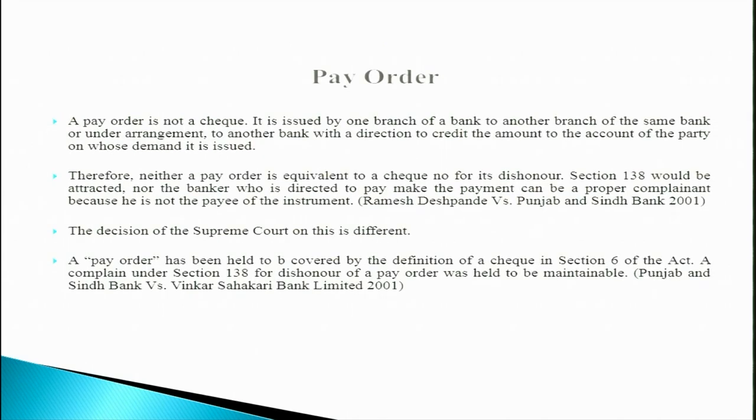Pay order. A pay order is not a check. It is issued by one branch of a bank to another branch of the same bank, or under arrangement to another bank, with a direction to credit the amount to the account of the party on whose demand it is issued. So a pay order is between banks, either the same bank or another bank. Therefore, a pay order is not equivalent to a check, nor is it an issue of dishonor. Section 138 would not be attracted, nor can the banker who is directed to pay make the payment be a proper complainant, because he is not the payee of the instrument.